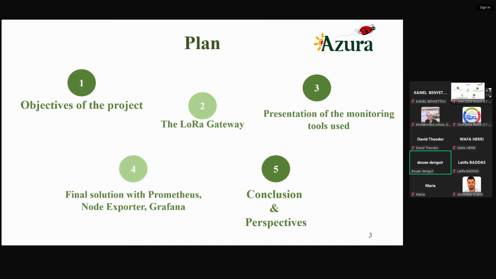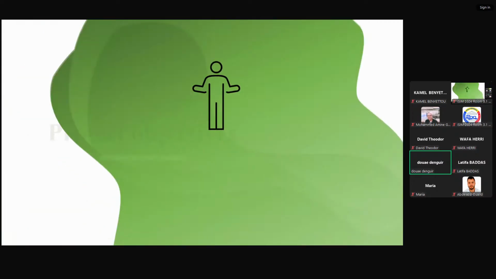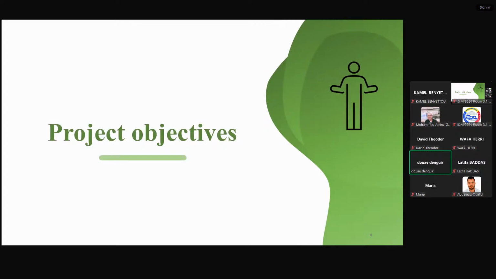Here is the plan I'm going to follow for presenting my project. Firstly, I'm going to talk about the objectives of this project, and then I'm going to explain what the LoRa gateway is, and present the monitoring tools used during my project, and the final solution with Prometheus, Node Exporter, and Grafana. These are the tools that I used. And of course, I'm going to conclude my presentation with a small conclusion and perspectives for the project.